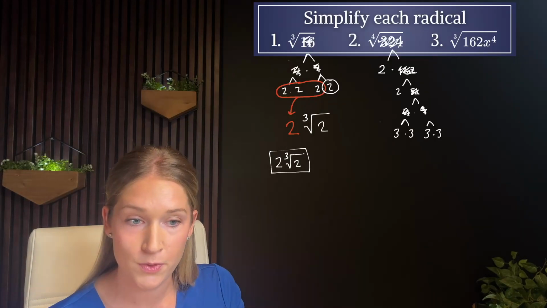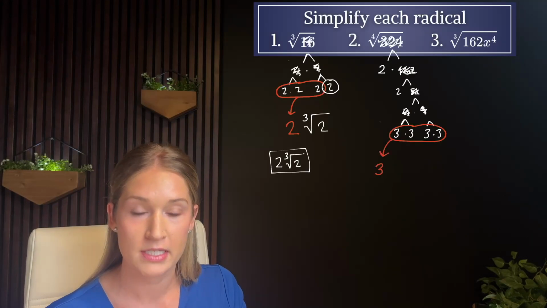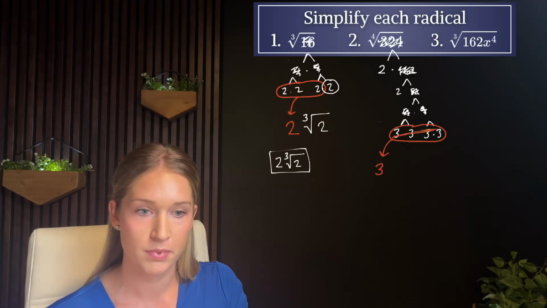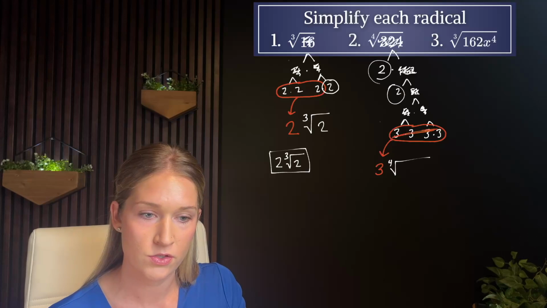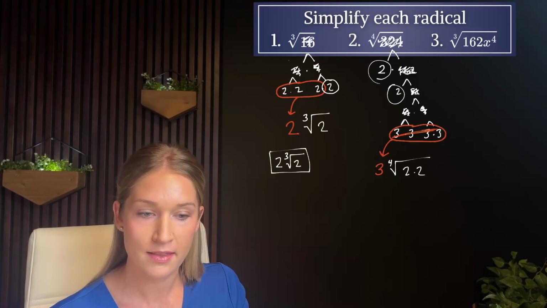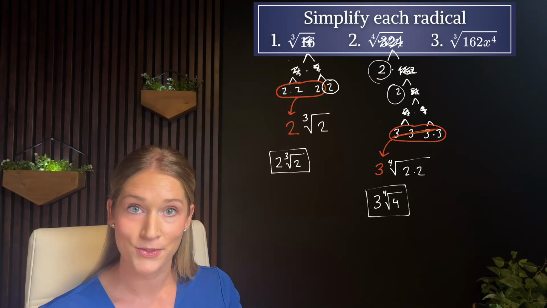Since I'm looking for groups of 4, I can circle these 4 3's and take out a single 3 to represent this entire group. But then inside my fourth root, I still have a 2 and another 2. I multiply those together and I would have 3 times the fourth root of 4 as my simplified radical.